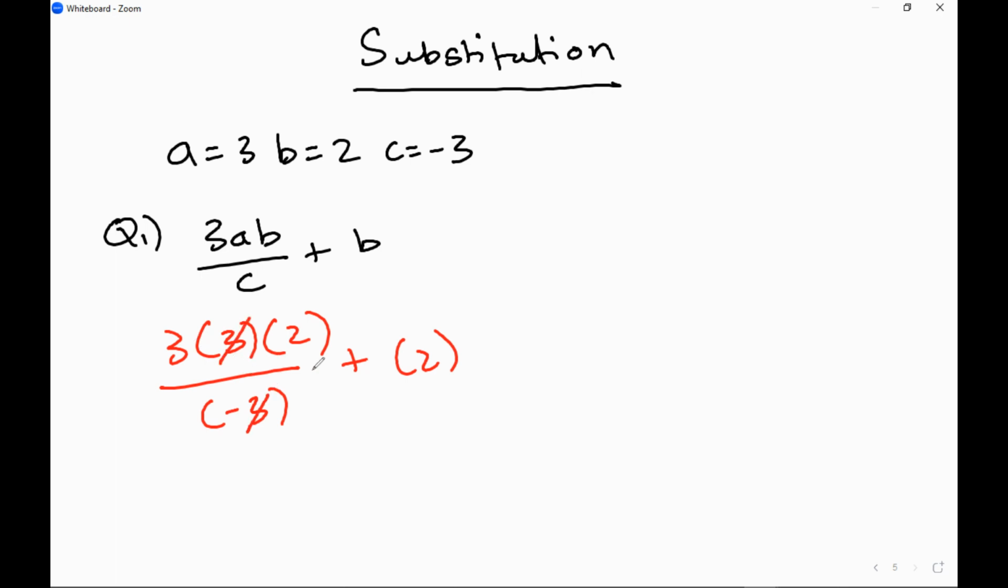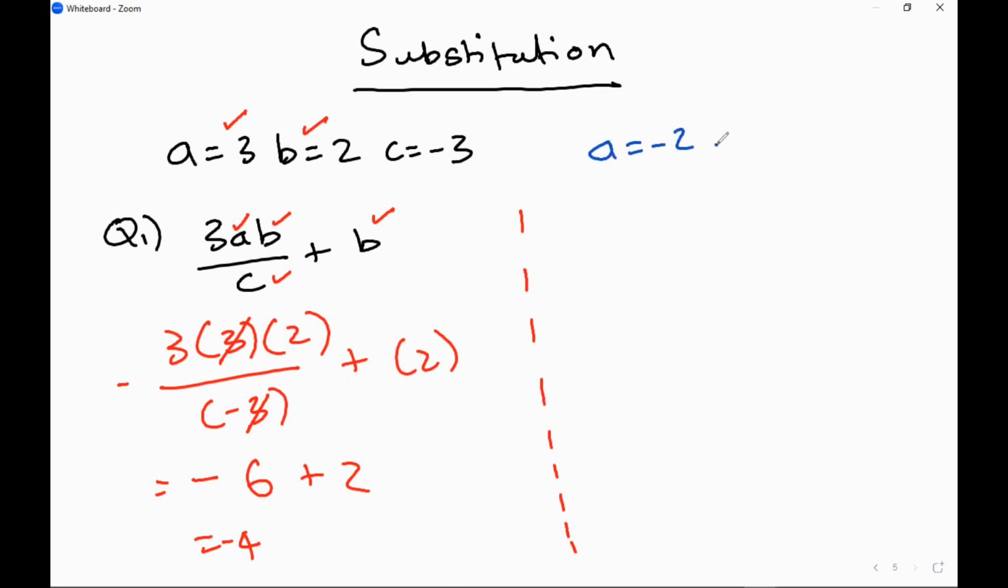That's going to cancel out from here. 3 times 2 is 6, so it becomes negative 6 plus 2, and it's equal to negative 4. So a is in there, b is in there, c is in there, and then b again, all substituted very carefully in there. All right, try the next one.